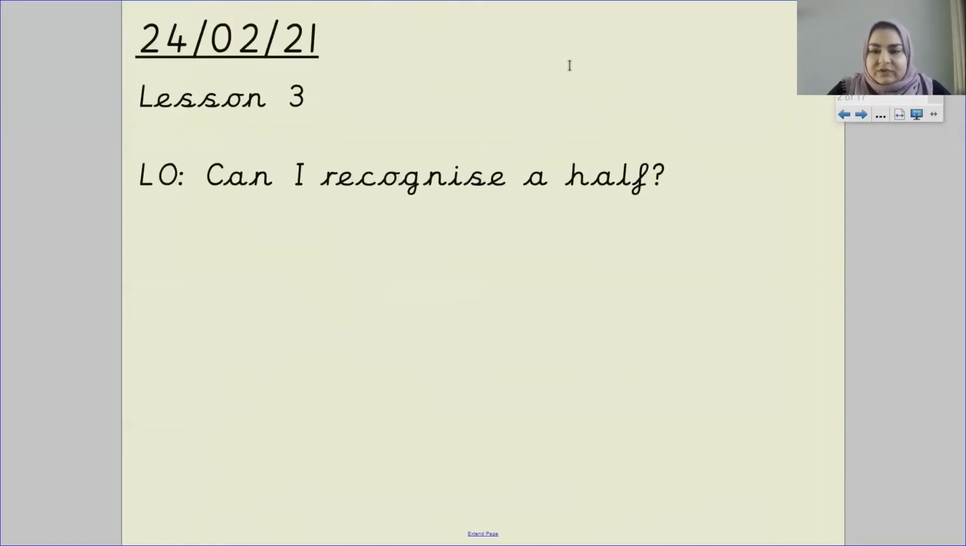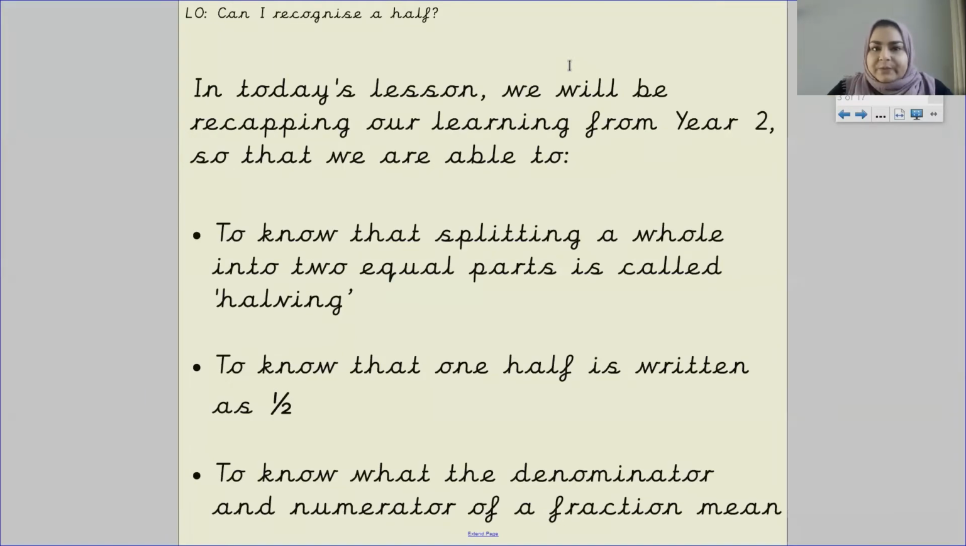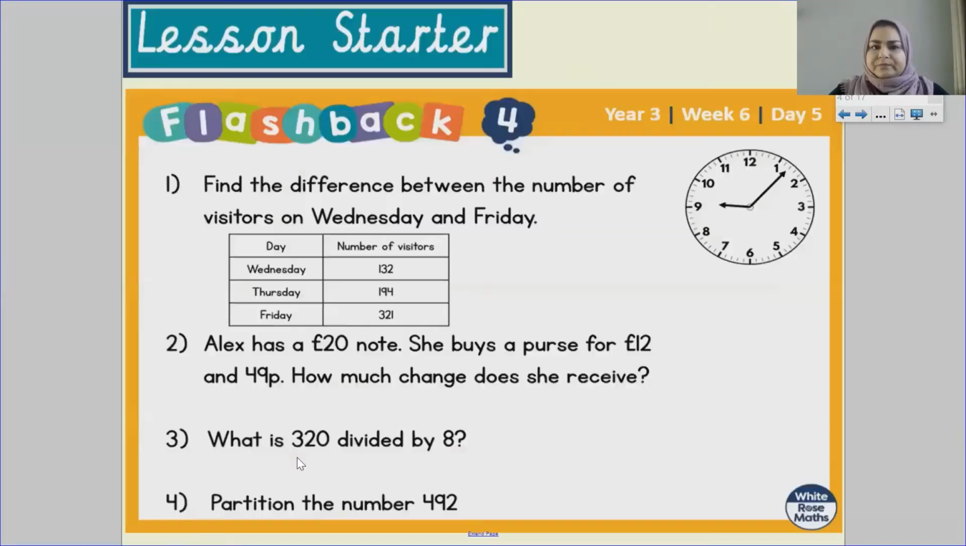So today is 24th of February 2021, and our learning objective today is: can I recognize a half? So in today's lesson, we will be recapping our learning from Year 2 so that we know that splitting a whole into two equal parts is called halving, to know that 1/2 is written as this, so a half is 1/2, and to know what the denominator and numerator of a fraction mean.